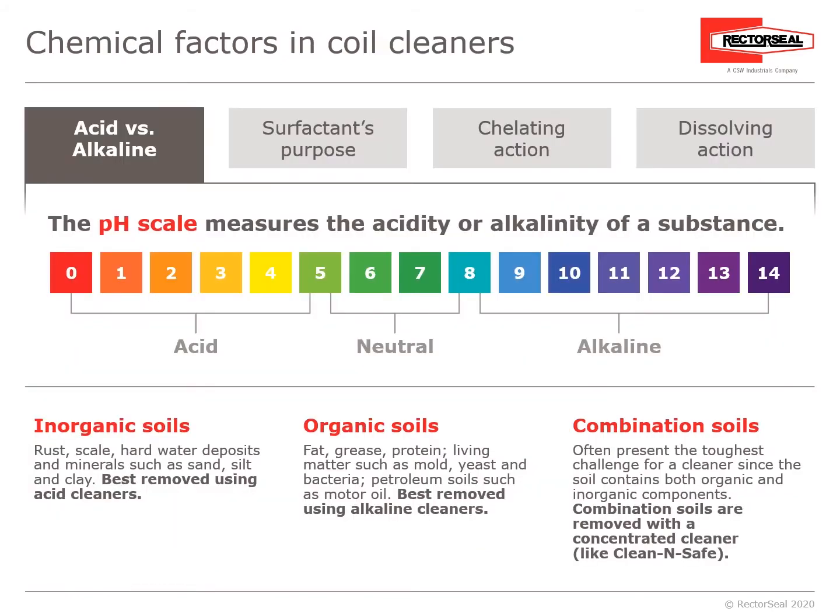There are 4 chemical factors in coil cleaners: acid versus alkaline, surfactant's purpose, chelating action, and dissolving action. The first of which we're going to talk about is acidity versus alkaline. The pH scale that you see measures the acidity on the far left or alkalinity of a substance on the far right. We have 0 to 14. Acid is between 0 to about 4.5, and then neutral is about 5.5 to 8.5. Alkaline is 8.5 to 14.